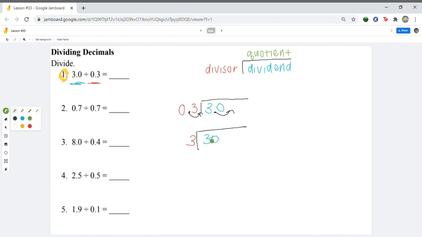So 3 goes into 3 once, 1 by 1, and this will result in 0. And then I'm going to bring the 0 down and 0. And as expected, our quotient will be 10. So pretty easy, just the part about moving the decimal. So dividing decimals involves 2 steps. Moving the decimal in order to get our divisor into a whole number, then just dividing normally.